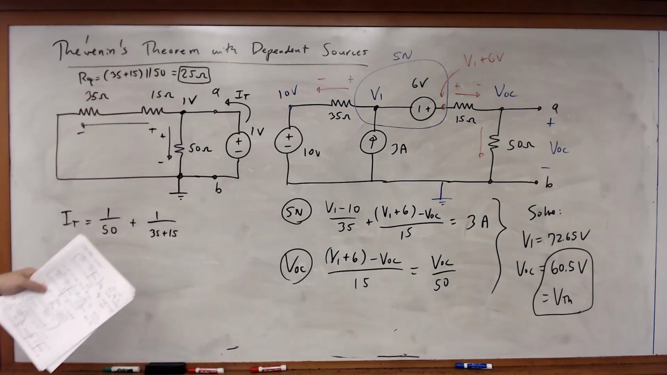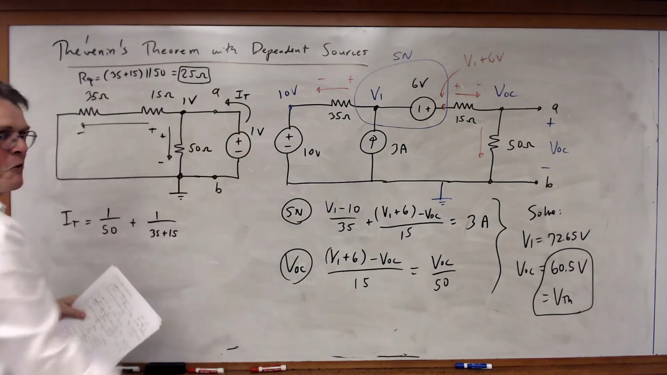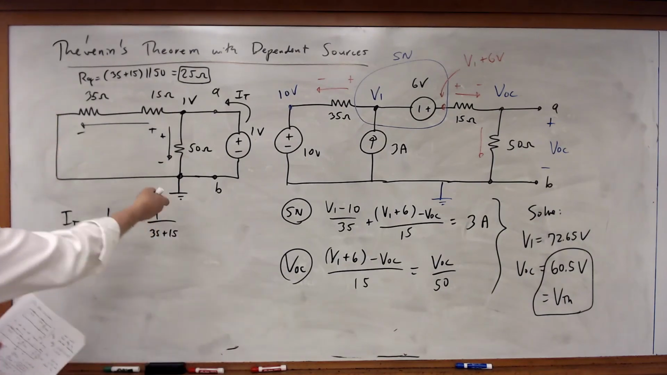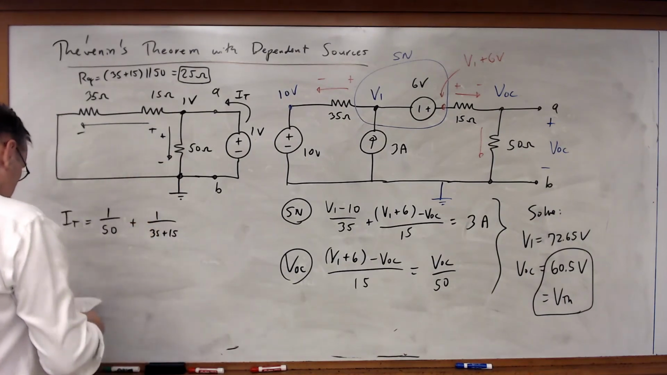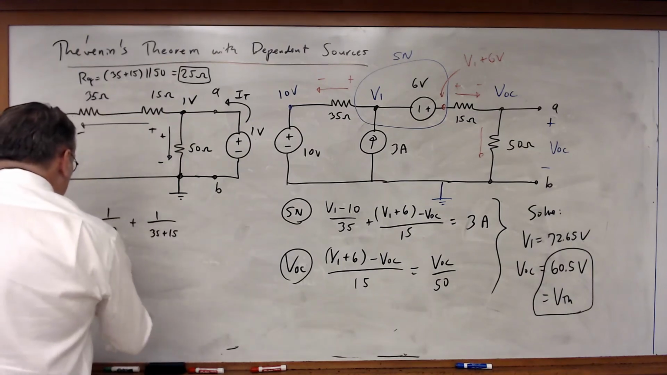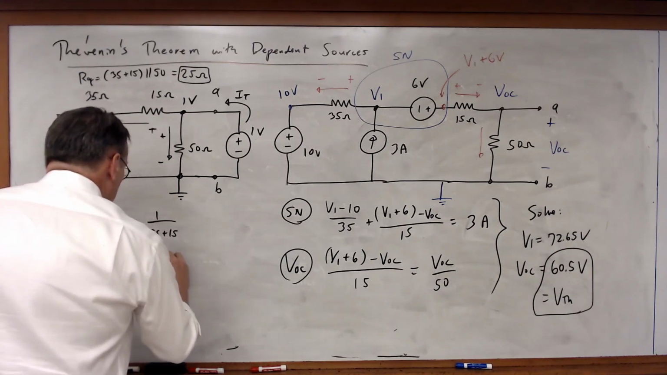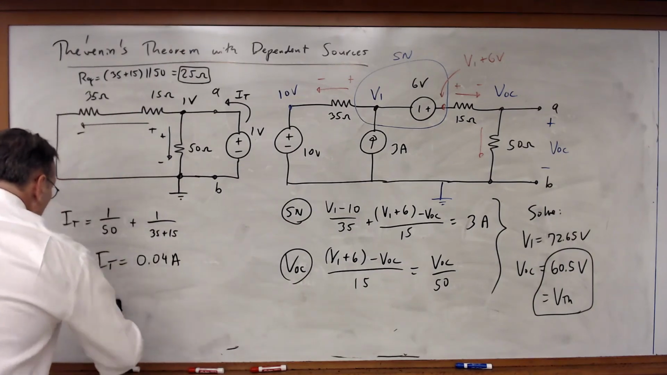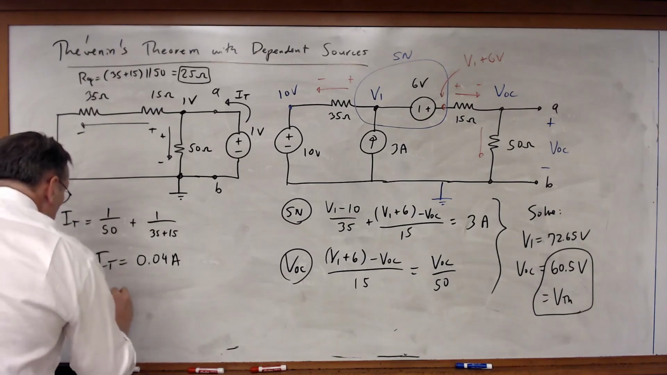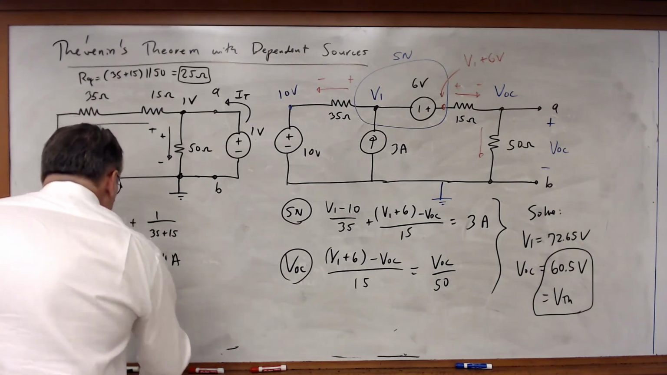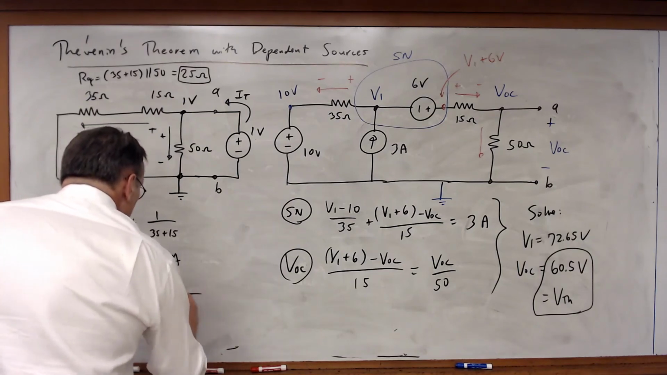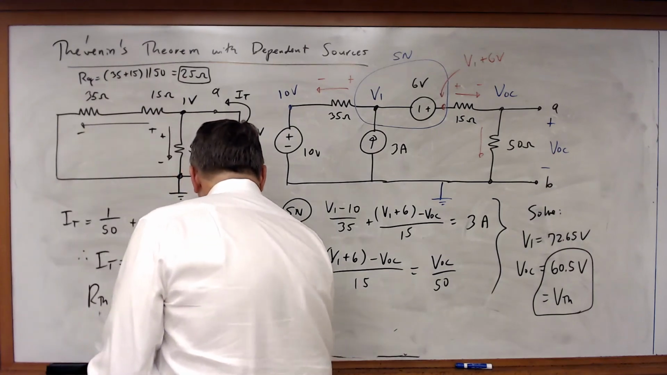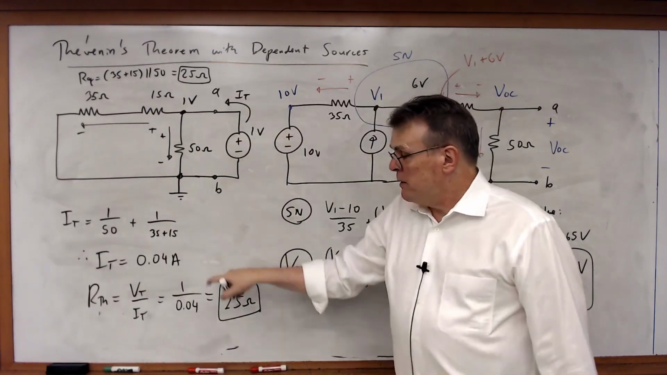It's a defined node, so I'm calculating the current through the voltage source, right? Which is what you can do when you have a defined node. I write that KCL equation, and what I get is that IT will therefore be equal to 0.04 amps. And therefore, RTH, the Thevenin equivalent resistance, will be equal to VT over IT, which is 1 over 0.04, which is equal to 25 ohms. And as you might expect, you get exactly the same answer.